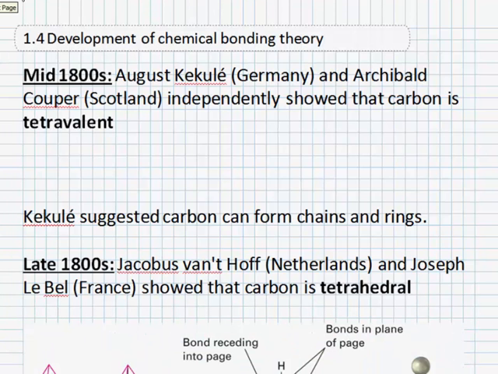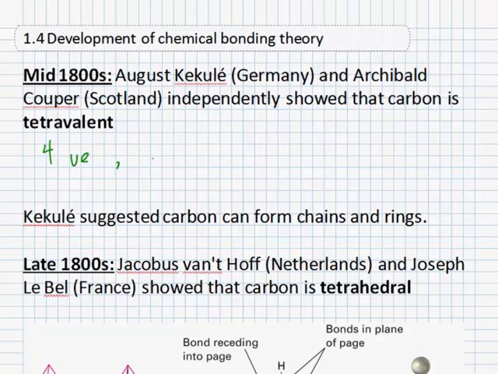All right, the next section here, 1.4, is how chemical bonding theory actually developed. If you think back 150 years ago, two fellows, August Kekulé from Germany and Archibald Couper from Scotland, independently showed that carbon is tetravalent. So tetravalent, what does that mean? Tetra means four. Valent means it's valence. So carbon has those four valence electrons, and it makes four bonds. Okay? Four valence electrons, just like we said before.